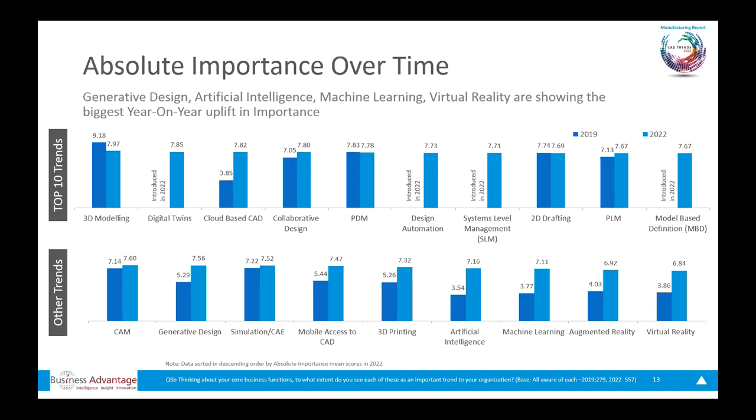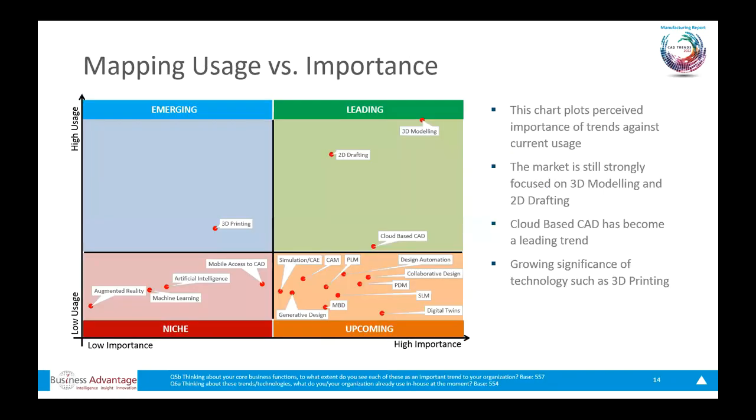Also interesting is the importance to businesses of artificial intelligence has grown by 3.6 points over the last 3 years, and of machine learning by 3.3 points. So the newer technologies are gaining traction and increasing in importance as a tool for businesses today. Next slide, please.